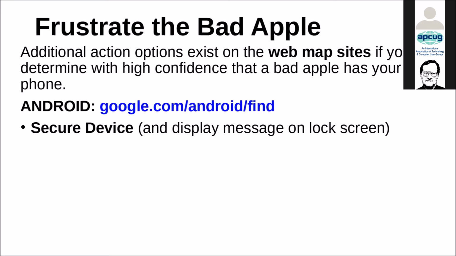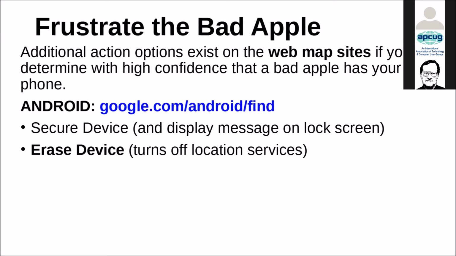There is another one that's a little more drastic. Erase the device. That, aside from making sure that there's literally nothing on the device that can be used, also turns off location services, which means you can no longer find it on a map. I do not recommend that. That's an extreme option. And like I say, it really only makes sense if you have another phone with the same information on it that you can activate or you have already activated.